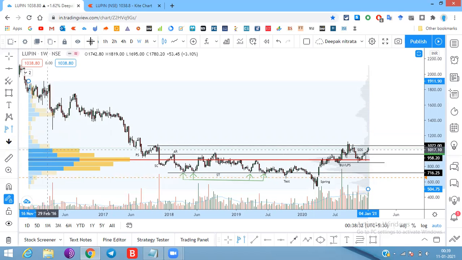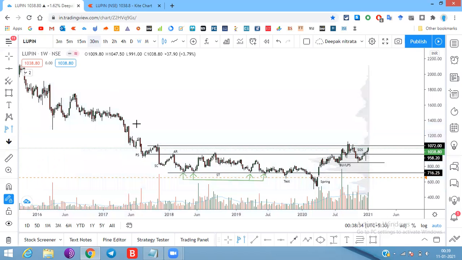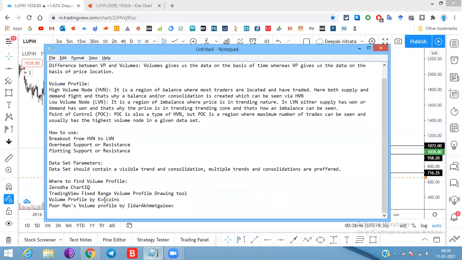So there you go. There's an inbuilt indicator also, but if you want to find an indicator and not a drawing tool, there is one, don't worry about that. In the public library, just search for volume profile, and the creator of that volume profile is this guy, KV4 coins. And there's another one by the name of Poor Man's Volume Profile by, I don't know, I can't read this, but just take note of this.